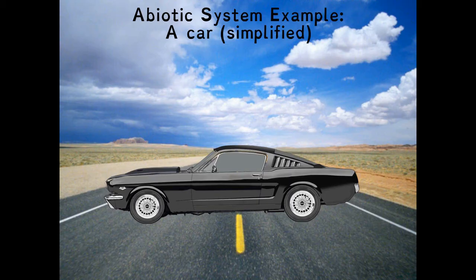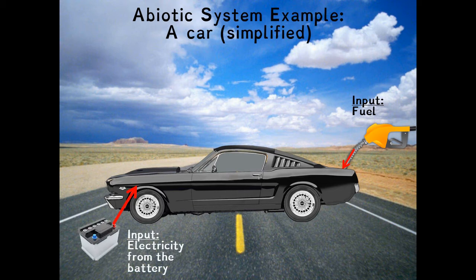Now let's look at an abiotic system example. So we're going to take a look at a car. Now the first thing we're going to do is look at the inputs. We're going to concentrate on the three main inputs into a car's system. The first, of course, is fuel. The second is electricity, and that comes from the battery underneath the hood of the car. And the third is air. Your vehicle is going to take in air through what's called the air intake.